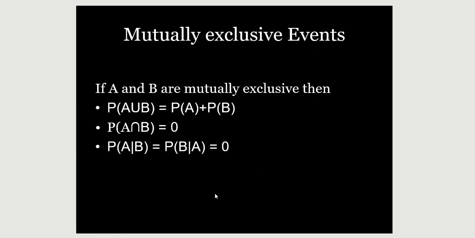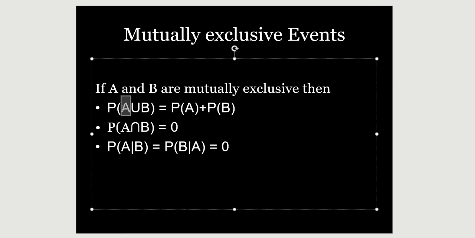Mutually exclusive, as I said, is a different story. When A and B are mutually exclusive, the probability of A or B is just A plus B. There is no intersection. The intersection is equal to 0. They do not intersect. Okay? The intersection is equal to 0, and therefore there is no minus anything. However, if A and B are mutually exclusive, then the probability of A given B and the probability of B given A become equal to 0.